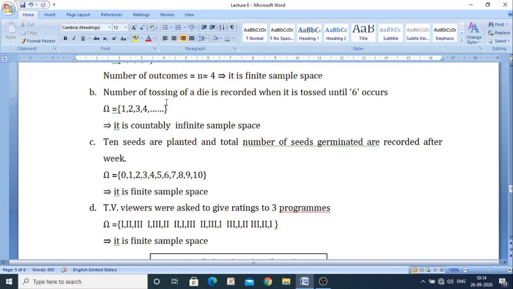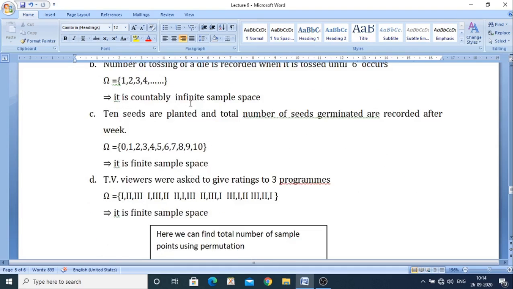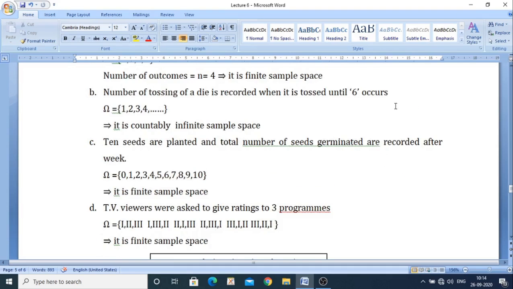Second example, the number of tossings of a die is recorded when it is tossed until 6 occurs. Until 6 occurs, that means you want to perform that experiment again and again till 6 occurs. Once 6 occurs, you will stop. So either you will get 6 in the first attempt, then the number of attempts required is 1, or the first is not 6 and the second one is 6, so it is 2, or 3 or 4. So we don't know exactly how many. So we can count it, that's why it is countable, but the last one we don't know, so it is infinite. So it is a countably infinite sample space. So it is a discrete sample space, and the type is countably infinite.